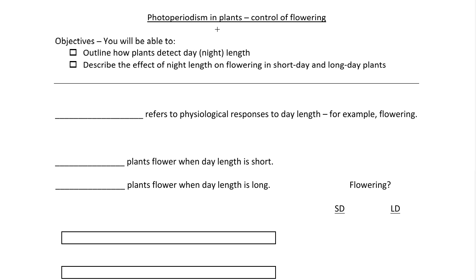This lesson's on photoperiodism in plants and specifically control of flowering. Here are the objectives. Photoperiodism refers to physiological responses to day length, and an example is the control of flowering. Plants can be divided into several groups.